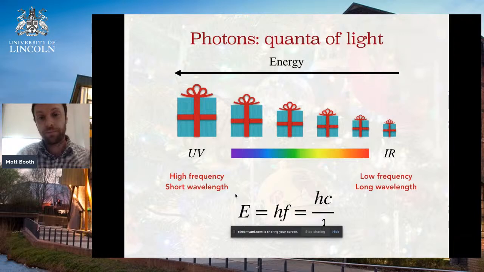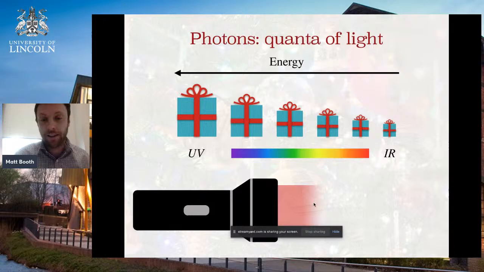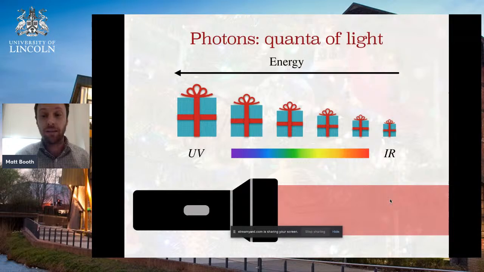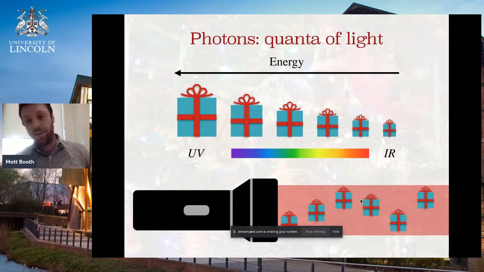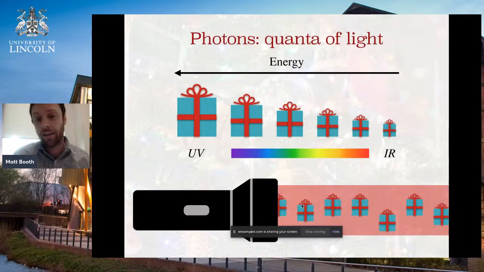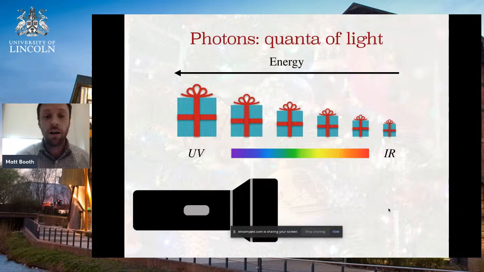So we can think about light then. Light propagates like so. So this is a laser, for example. So we have a single wavelength, so a single color. We've got red here. And we can think about this red light as being made up of lots of these photons, these small packets of a certain amount of energy. Okay? So the total energy of this beam consists of lots of these small photons. So that was one example.